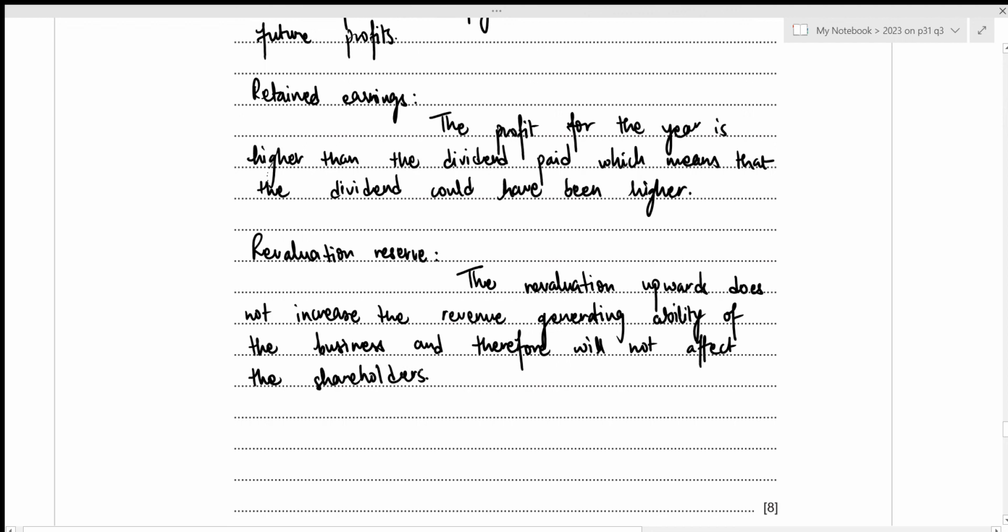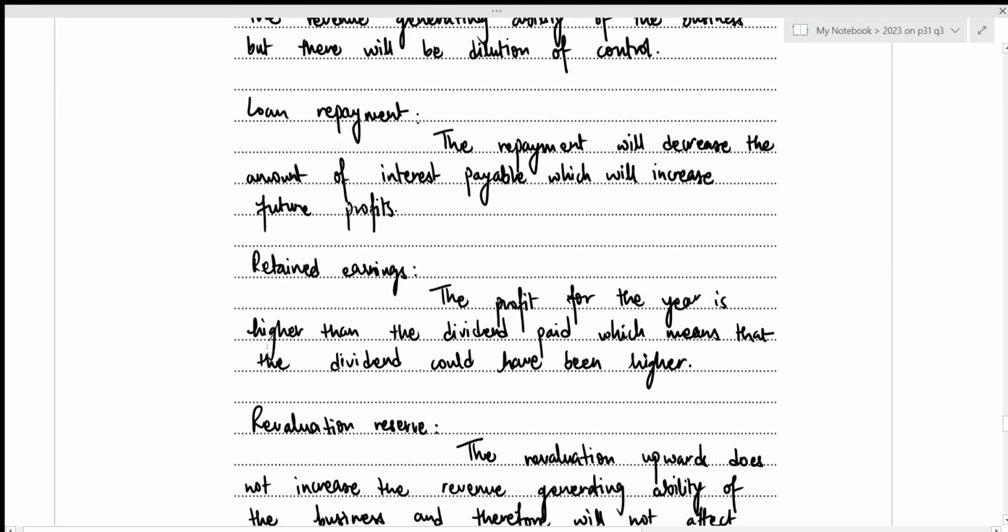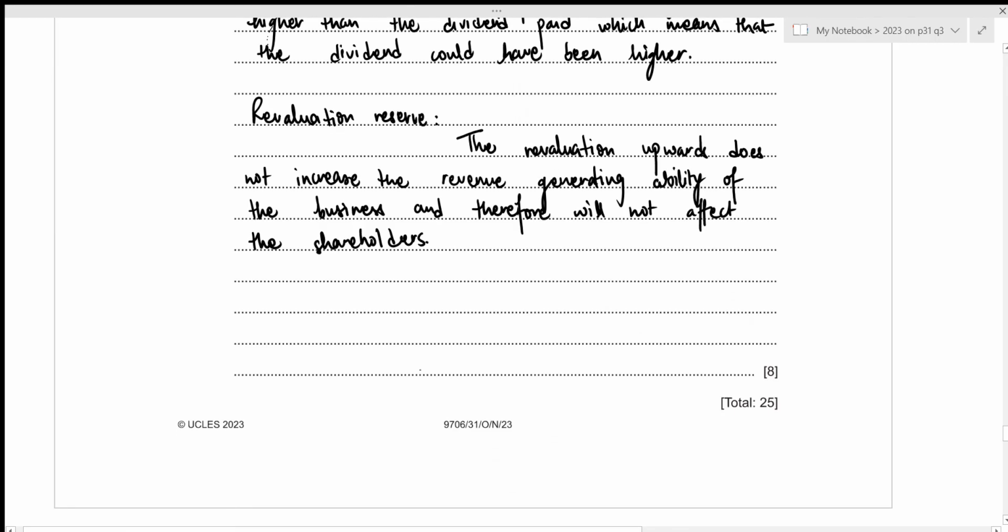Okay. We've considered 4 different elements of capital employed. That is all for the second part as well as this entire question.